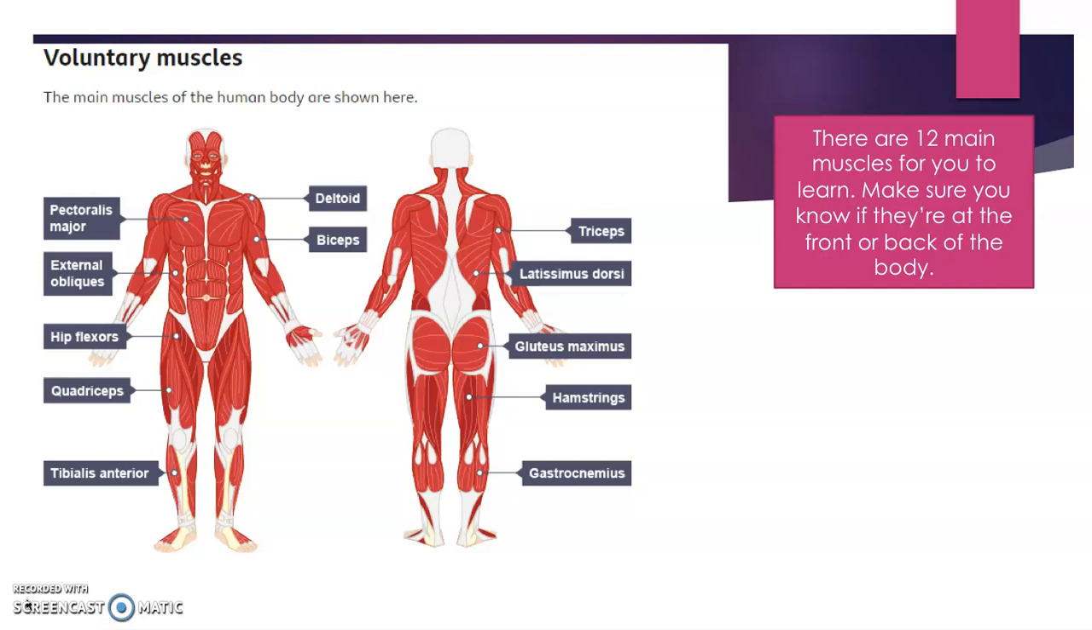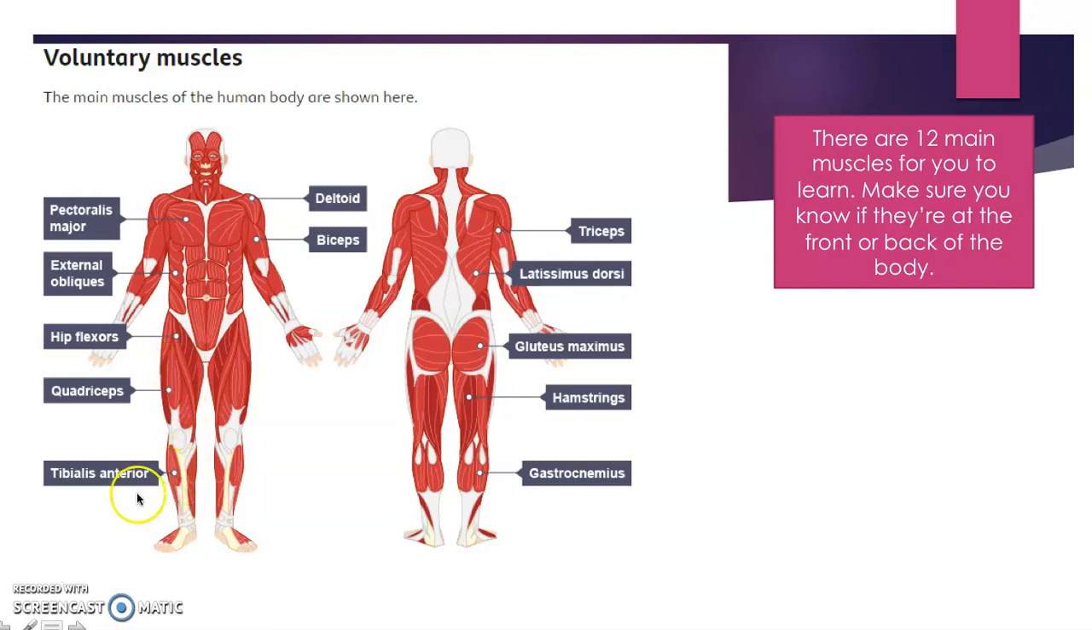In the picture on the left, you can see at the shoulder we have the deltoid. Below that, between the elbow and the shoulder, we have the biceps, and then we have the pectoralis major. This muscle here is also sometimes known as the pec. Along the side of the body, we have the external obliques, and at the top of the thigh, we have the hip flexors.